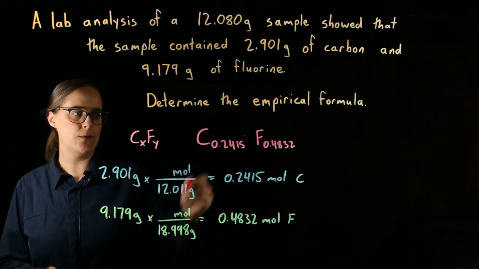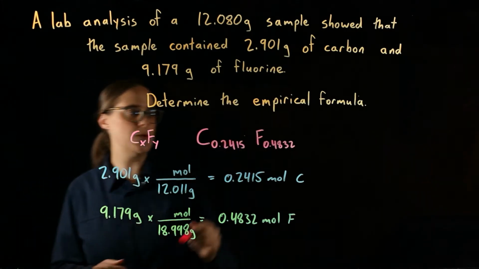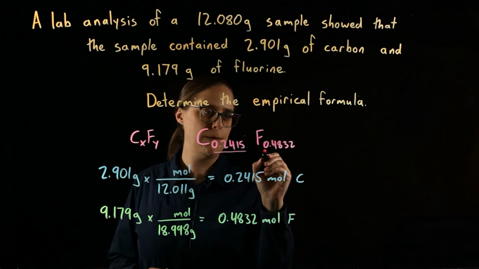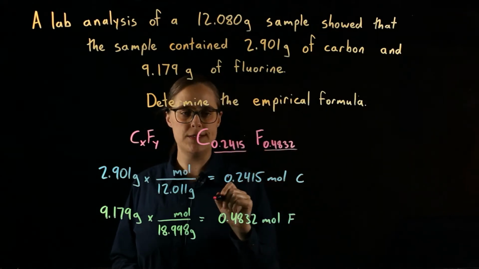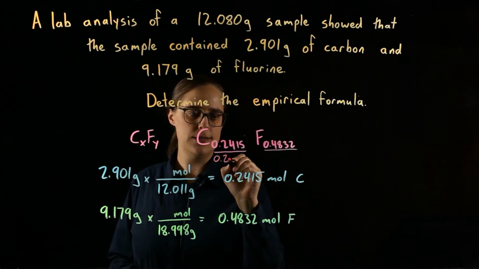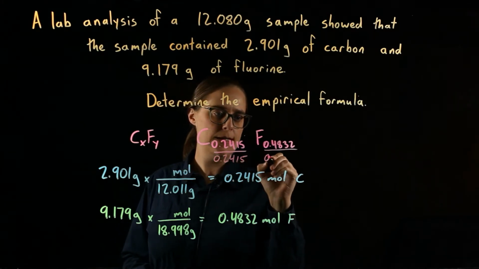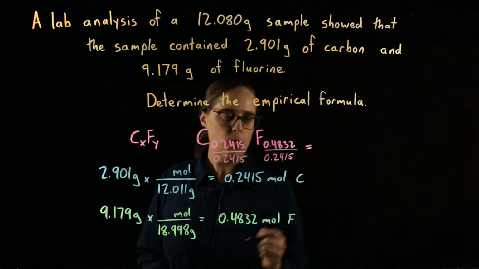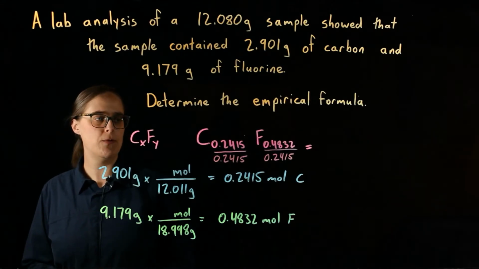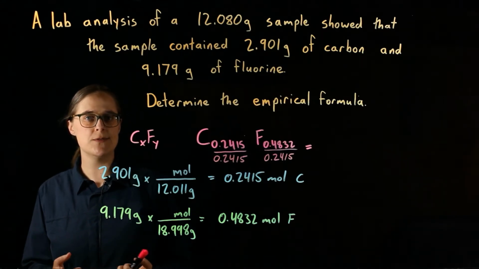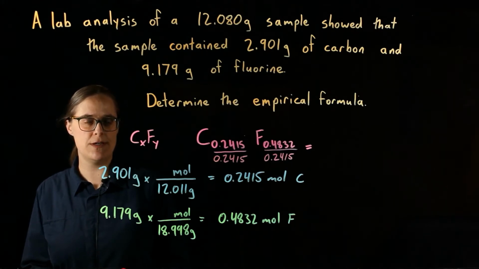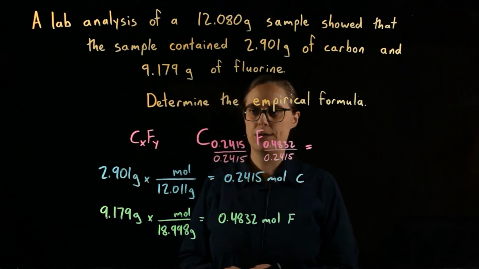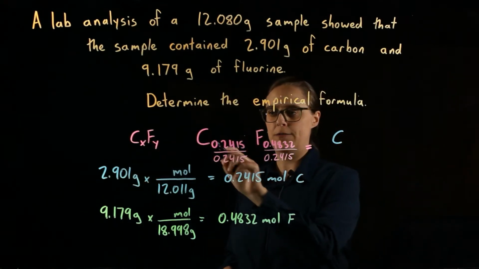What I generally do to convert these into a smallest whole number ratio is I take whichever number is the lowest and I divide them both by that lowest number. I'm going to divide both of these by 0.2415. When you do this, you generally end up with either whole numbers or decimals that are easier to figure out, such as 0.5 or 0.3 repeating. Remember that empirical formulas are small whole numbers.